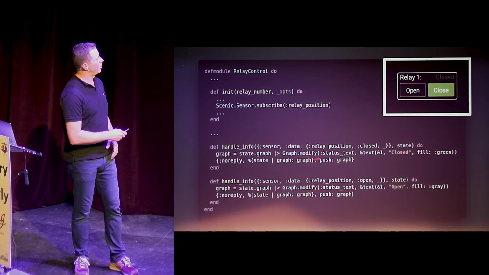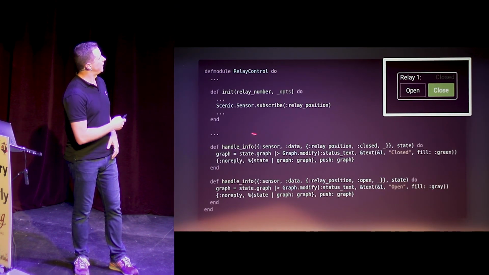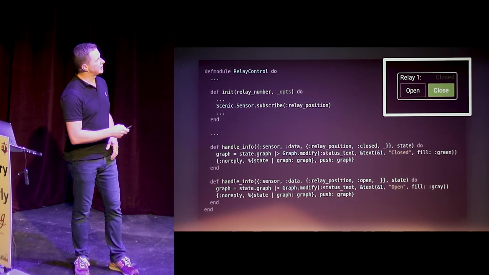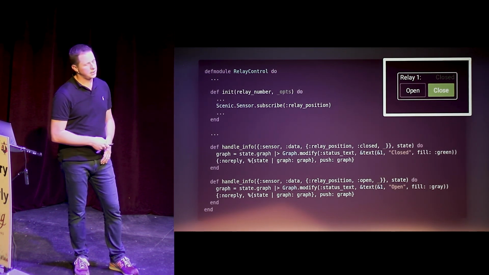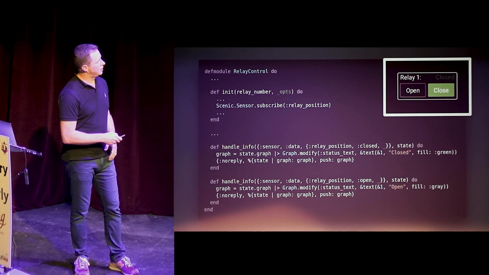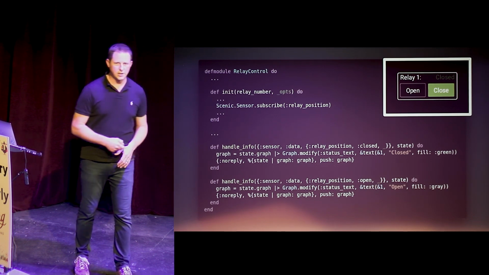And then in those, basically all I'm doing is modifying the graph. So if I see this closed, I'm going to change status text. Remember, we added a status text ID. I'm going to change that to say closed. I'm going to fill it green. And if I end up seeing open, just change it back to open.